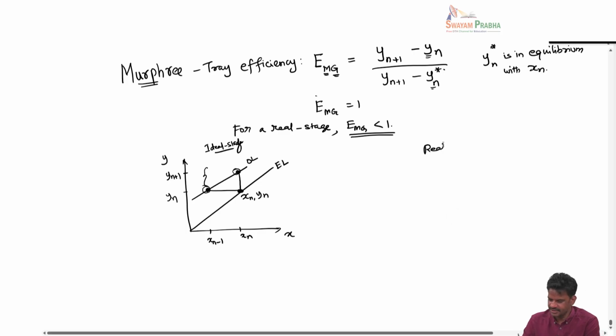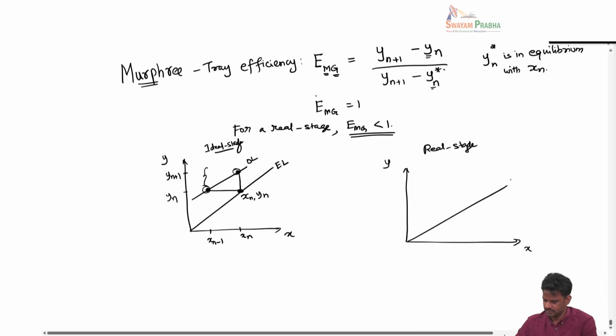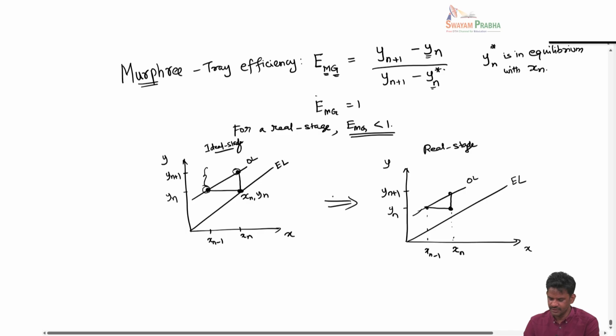So now in a real stage, this is your equilibrium line and this is your operating line, and you will see that this point xn comma yn need not be on the equilibrium line, it can be a little above. So this is xn, this is yn, and this is yn plus 1, and this is xn minus 1. So you can see the difference between these two.